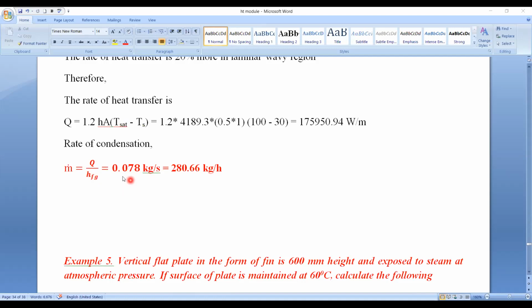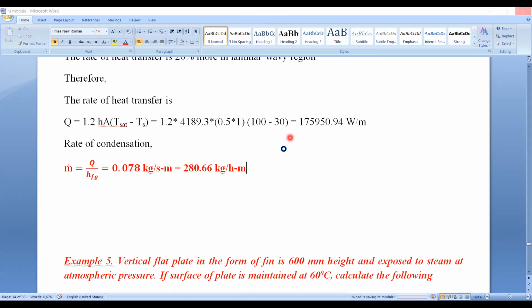Therefore, m dot is 0.078 kg per second per meter. Here you have to take kg per second per meter, because the width is equal to 1 meter. So these problems are very important from your examination point of view. See students, I have solved this problem in detail.